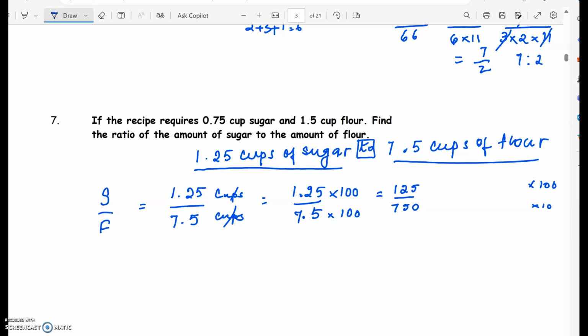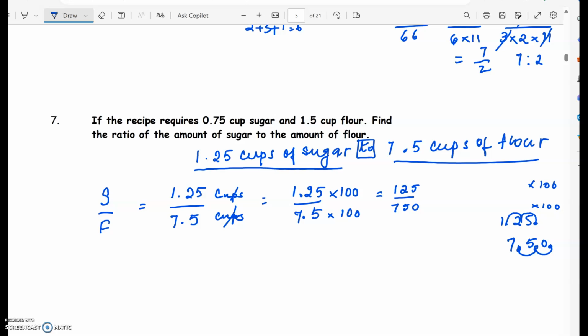Remember that multiplying with 100 is the same as shifting the decimal point 2 places to the right. And that's how it becomes a 750. And the 1.25 becomes 125, shifting the decimal point by 2 decimal place values.